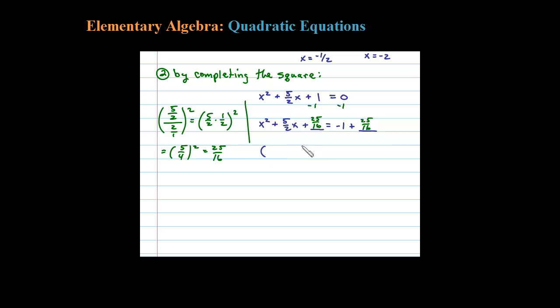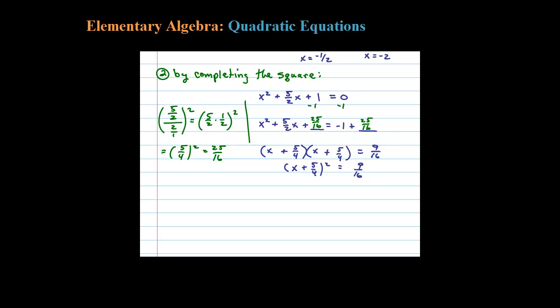When you do that, on the left side, you should be left with a perfect square trinomial, x and x. It's x squared. 25 over 16 factors as 5/4 times 5/4. 5/4 and 5/4 adds up to 5/2 if they're both positive. Now on the right side, we're left with 9/16. Negative 1 plus 25/16, or negative 16/16 plus 25/16. So x plus 5/4 squared equals 9/16.